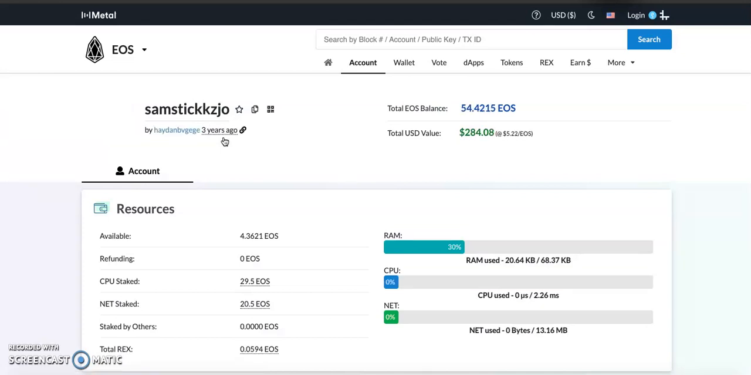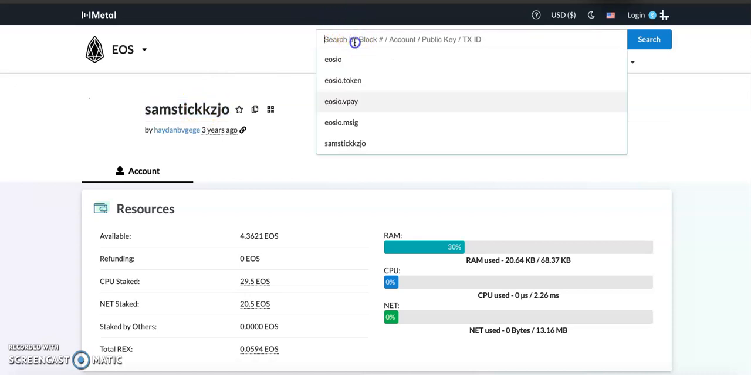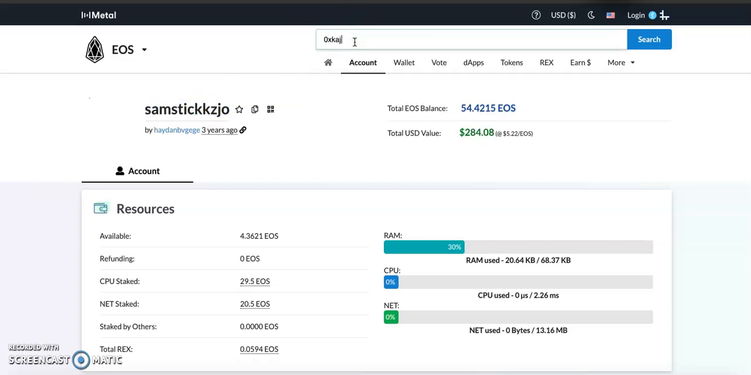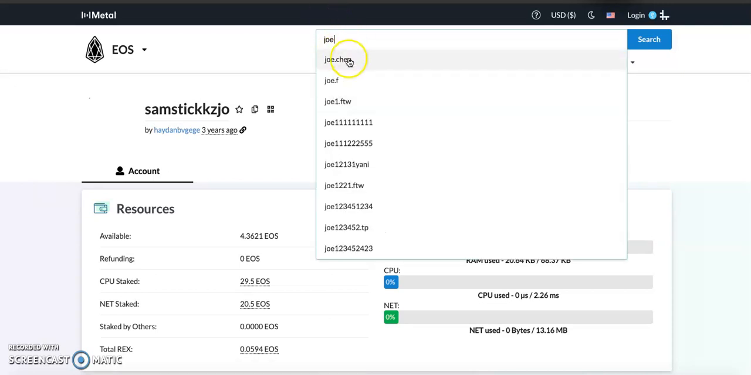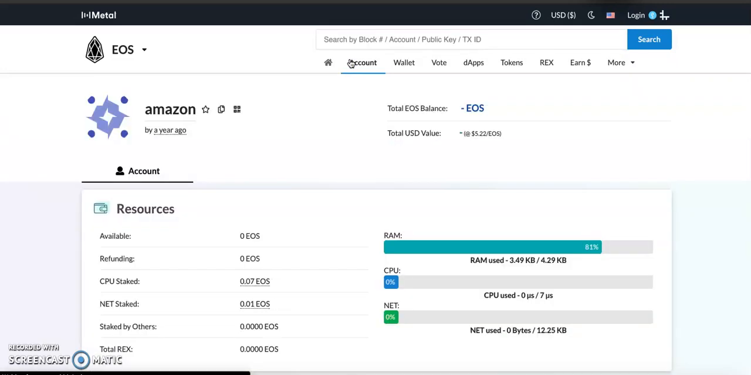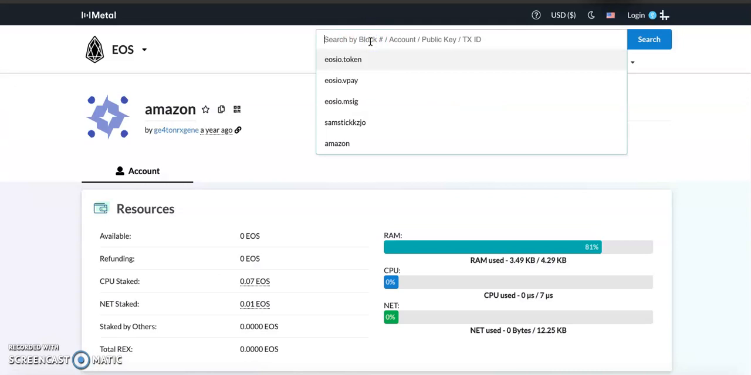Everyone in this world has a unique username, right? So the on-chain address, if you want to send me EOS, this is just what you type. You don't need to type all those addresses that look like 0x, blah, blah, blah. On EOS, if your name is Joe, you just type Joe. If your company is Amazon, all you need to do is type Amazon, and then Amazon is your address. You see? So this is the best part right here.